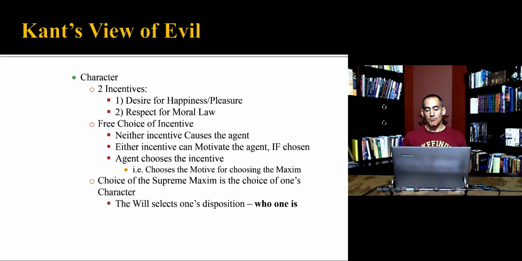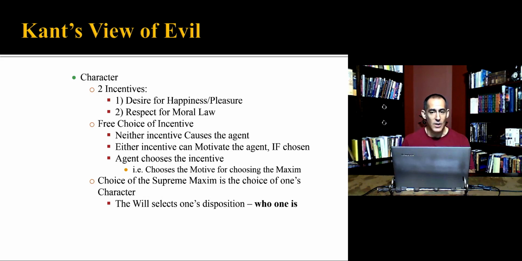So, okay. We're getting close to the end now. I think I've hit all the big things. I want to talk a little bit about Kant's view of evil and character, since we already said character is something that has to do with our heteronomy, heteronomous law as opposed to autonomous law.